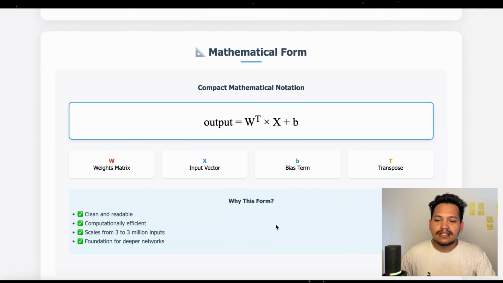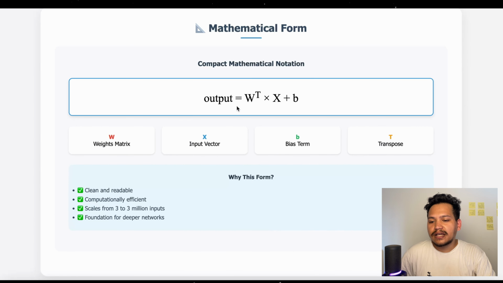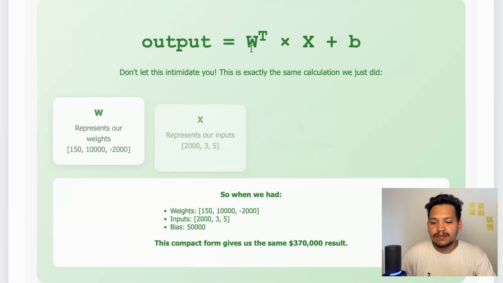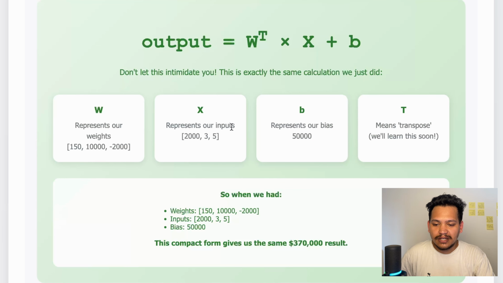You will often see this written in a more compact mathematical form. The equation: output equals W transpose X plus B. Don't let this intimidate you. This is exactly the same calculation we just did. W represents our weights, X represents our inputs, B represents our bias, and that little T means transpose. We will learn more about that soon in our upcoming videos. So when we had weights equal to 150, 10,000 and minus 2,000, inputs 2000, 3 and 5, and bias 50,000, this compact form gives us the same $370,000 result.